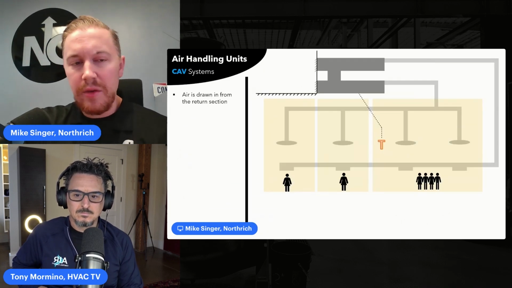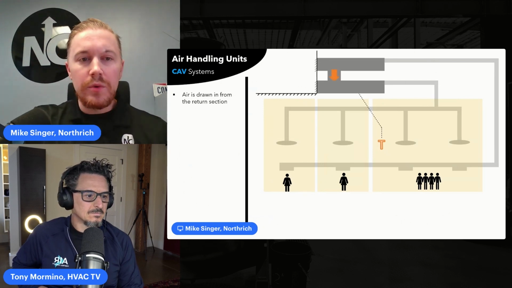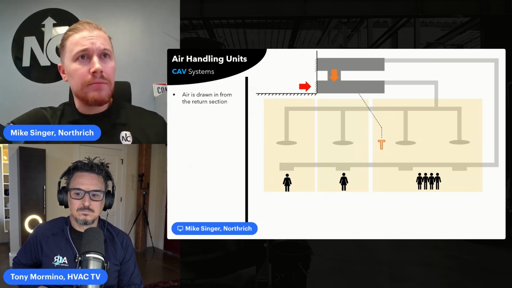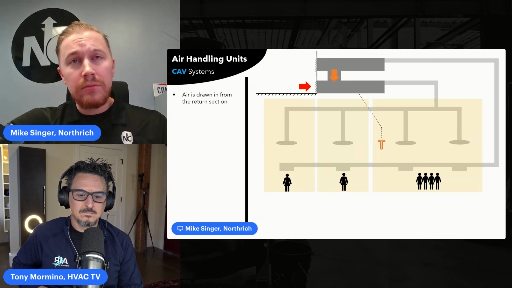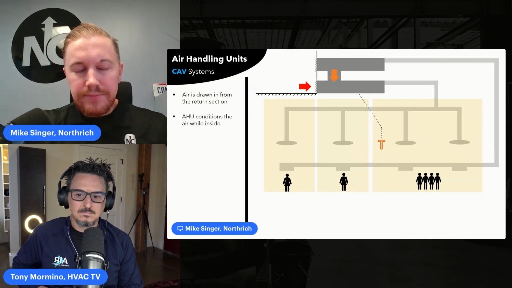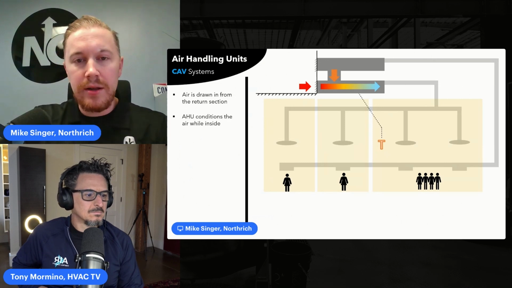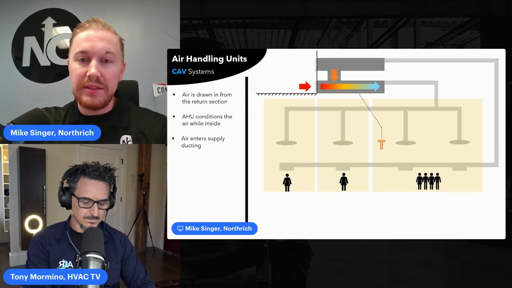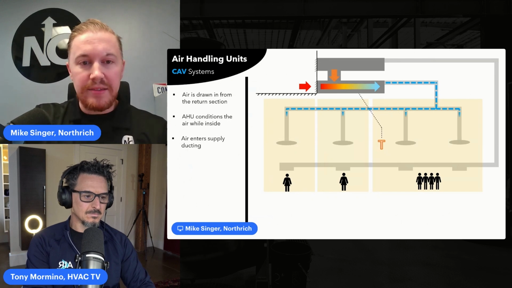So let's take a look. How do they work? And how does an air handling unit work in general? Well, we draw air in through the return section of the air handling unit. And if it's design day cooling mode, we'll draw in a minimum amount of outdoor air for minimum ventilation. As that air moves through the air handling unit, a lot of things are happening to it. But in this case, most importantly, that air is being cooled before it is then delivered to our spaces to reject the heat out of the space.